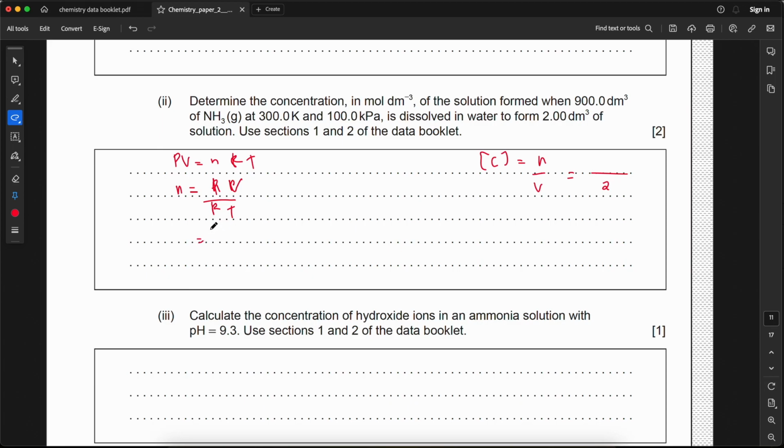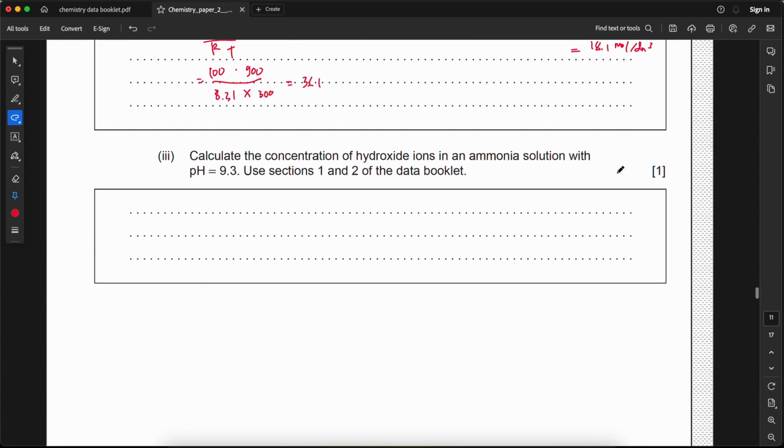So P is 100 kilopascal and the volume of NH3 is 900 divided by gas constant 8.31 times 300 Kelvin, and you get 36.1. So mole is 36.1, then you get 18.1 mol per dm^3 concentration of the solution.